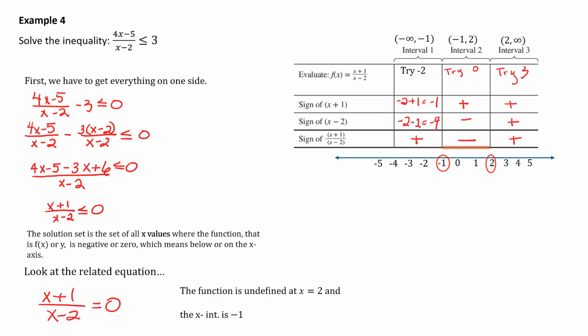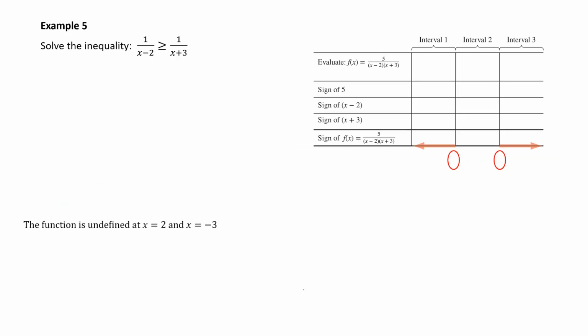So the only time that this function is less than 0 is when you're going from -1 to 2, and it actually equals 0 when you're at -1. So your solution set is going to be from -1, including -1, up to 2, but not including 2 because 2 is an asymptote.